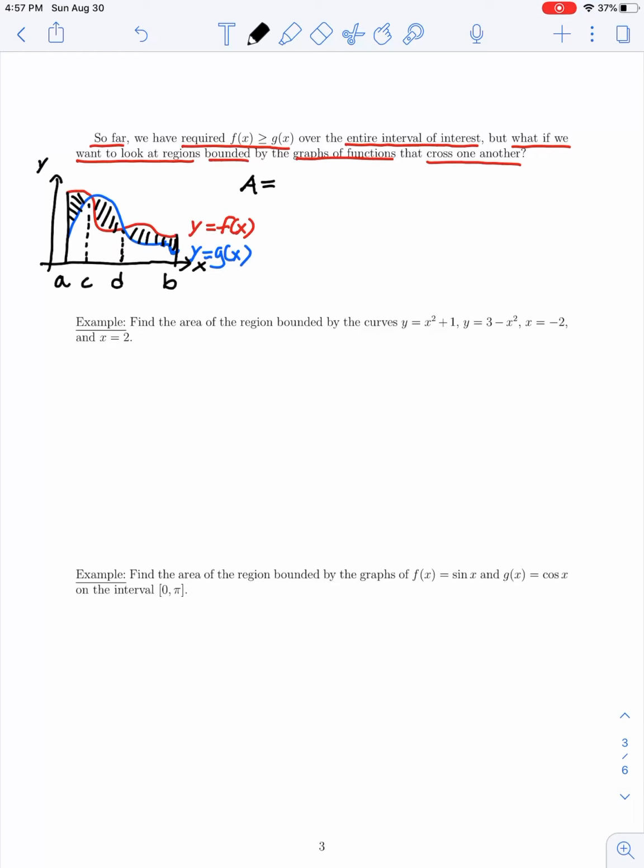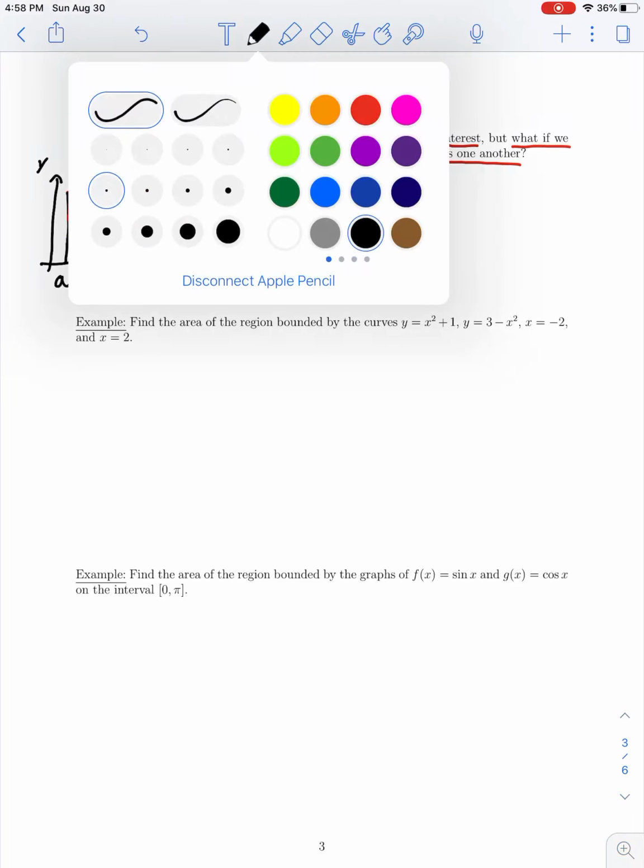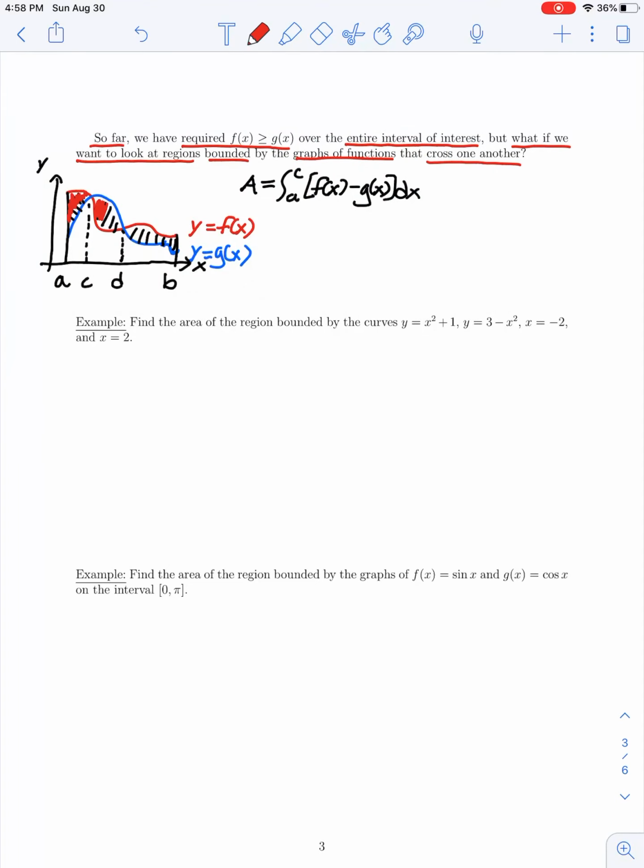So in other words, to get the area of this first little shaded region, we are going to integrate from A to C the upper curve, which is f of x on that interval, minus the lower curve, g of x, dx. Then to find the area of this next shaded region, where g of x is the upper curve, we would integrate from C to D the upper curve, which was g of x, minus the lower curve, f of x on that interval, dx.